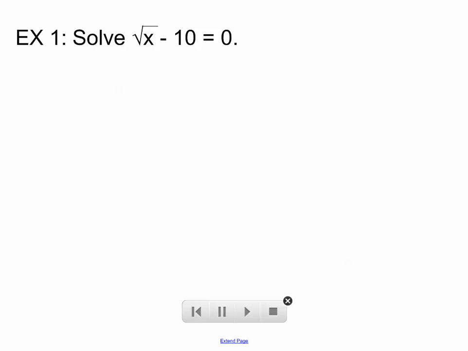We've got the square root of x minus 10 equals 0. We want to solve this equation, that is, find all values of x that make the equation true. So the first thing we're going to do is get the square root quantity by itself, and we can do that by adding 10 to both sides.